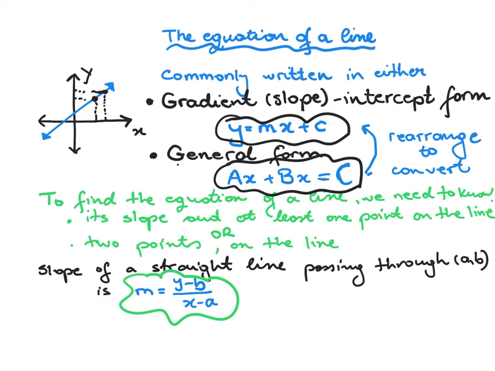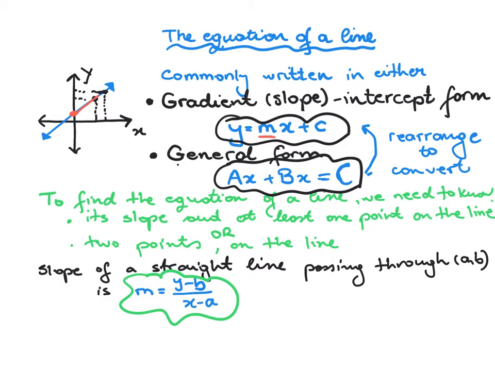This small c actually means the y-intercept, so it's this point here, and m represents the slope, the steepness of this line. It's easy to go from one form to another, we just have to rearrange and then it will be converted. To find the equation of a line, we need to know either its slope and at least 1 point on the line, or 2 points on the line.